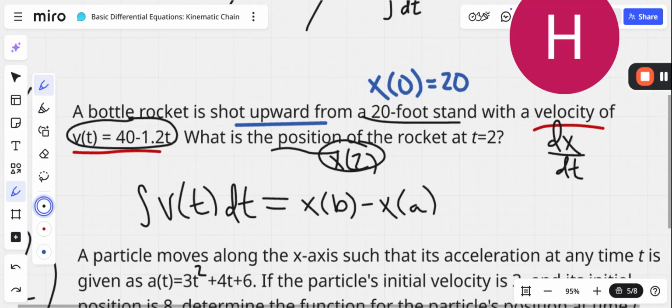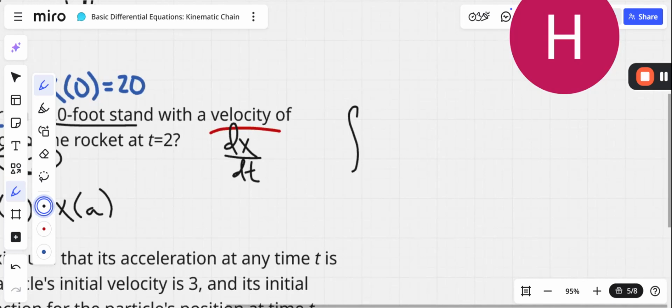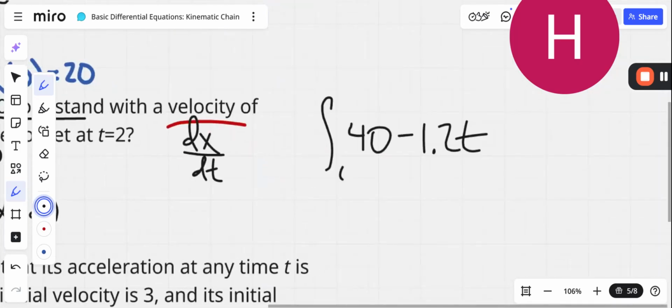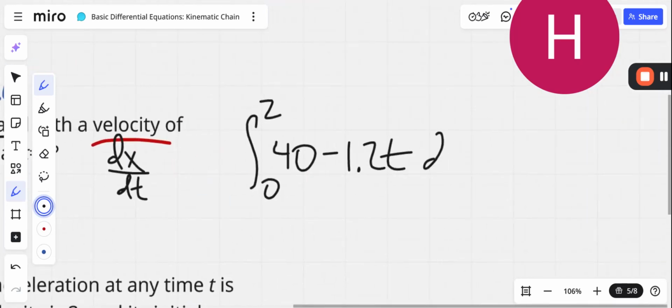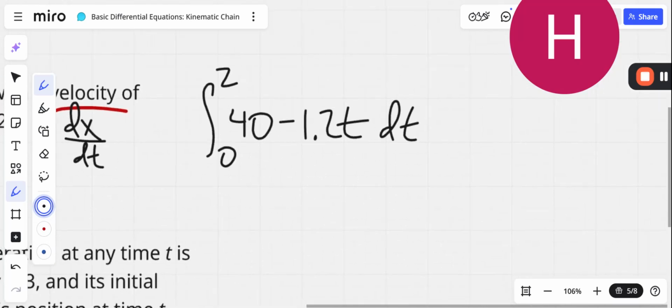So we're going to basically use the integral of 40 minus 1.2t, and we're going to go from 0 to 2 dt, of course. Now here's a basic application of the antiderivative.